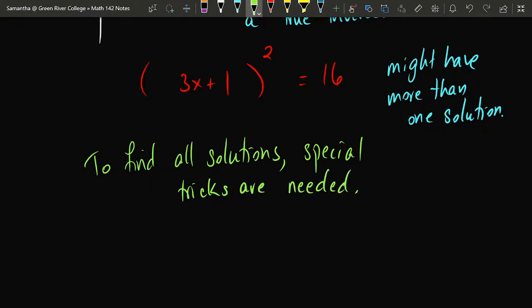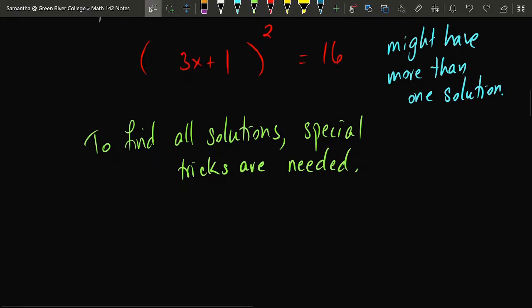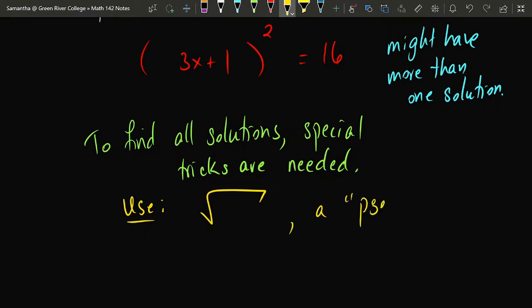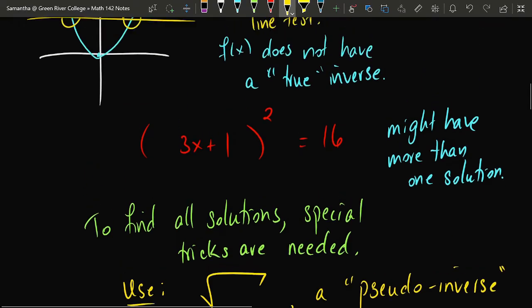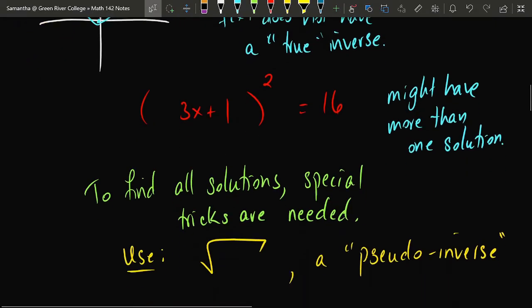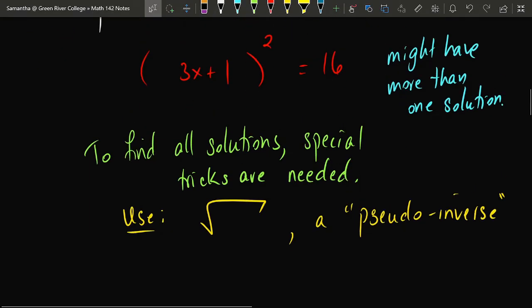To solve this particular equation, for example, you probably used two tools. The first tool that you used was the square root. The square root does help you to undo square. So this might be called maybe a fake inverse or like a pseudo inverse. We know that the square function doesn't have a real inverse, but there is still a tool out there that helps us to get rid of the square function, and that tool is called the square root.